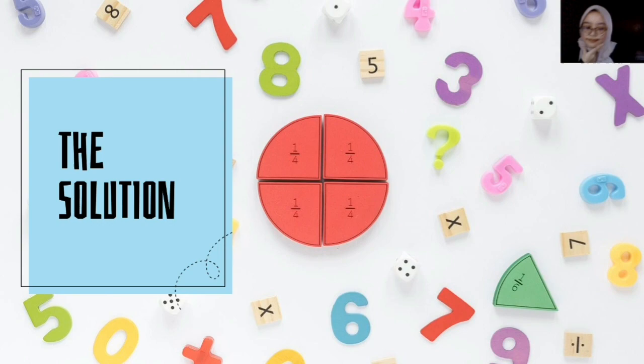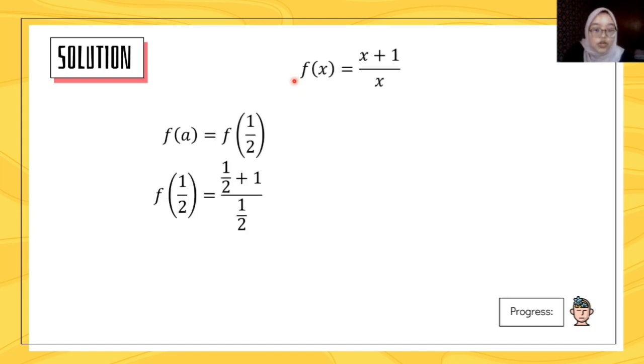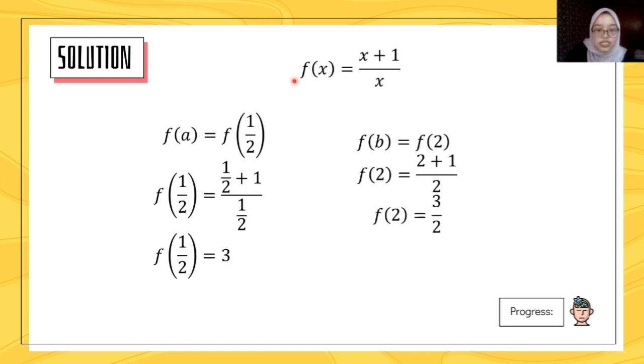So, how to solve this? Okay, first, to find the value of f(a) and f(b), we need to substitute the interval into the equation. So here a equal to 1 over 2, and then we substitute it over here, and we use a calculator to count it, and then we got 5 over 2. On the other hand, for f(b), the b value is 2, and then substitute here, and then we got f(2) equal to 5 over 2.